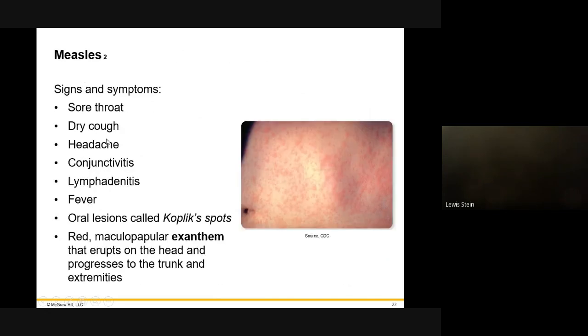So it starts respiratory: sore throat, cough, paramyxovirus, conjunctivitis, lymphadenitis, swollen glands, fever of 102 to 104. One of the diagnostics: the mouth is a wonderful area for looking at systemic disease. Classically, Koplik spots look like little coarse salt granules or plaques between the molars and the gum. And this red maculopapular exanthem erupts on the head and progresses to the trunk. So it starts here, works its way out. Those are little tells.